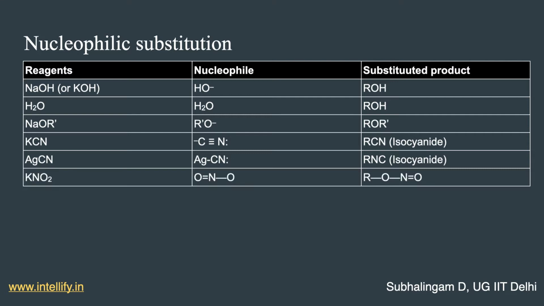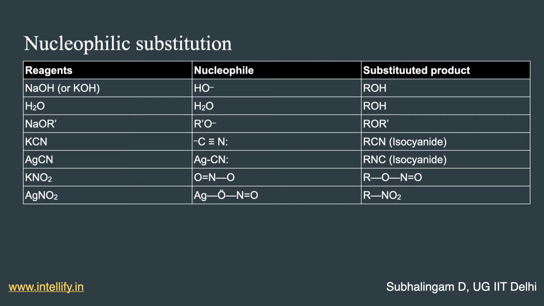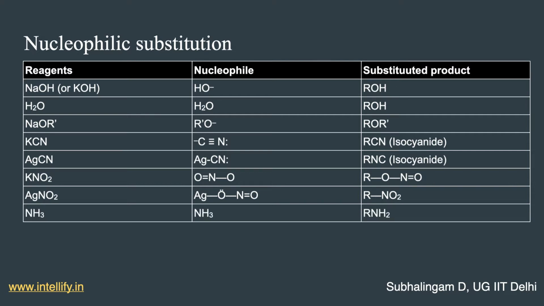Let's go faster. With KNO2 we get RONO and with AgNO2 we get RNO2. We will again look at this in the coming slide. Then with ammonia, the nucleophile is NH3 itself and we get RNH2, that is a primary amine. Instead of ammonia we can have a primary amine. In that case we get a secondary amine, that is, with RNH2 we will get R2NH, something like that. And if you treat it with a secondary amine, then the substituted product will be a tertiary amine.